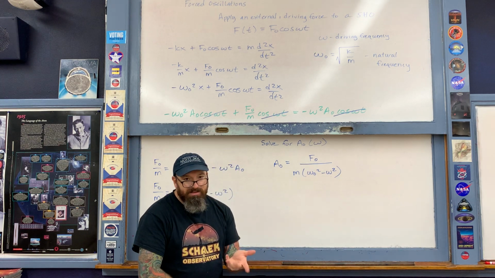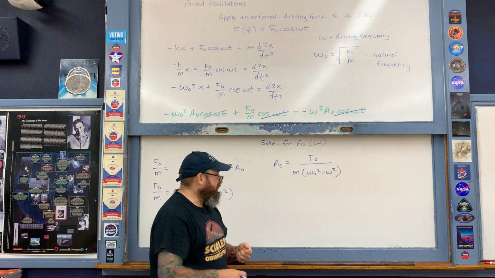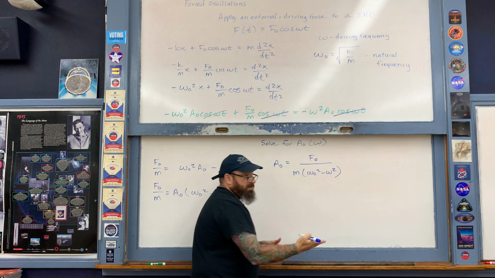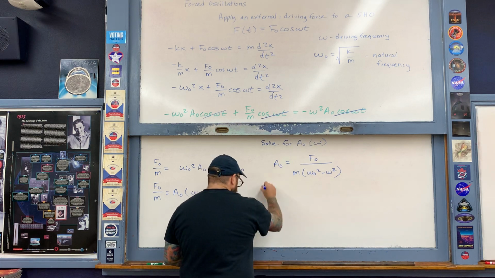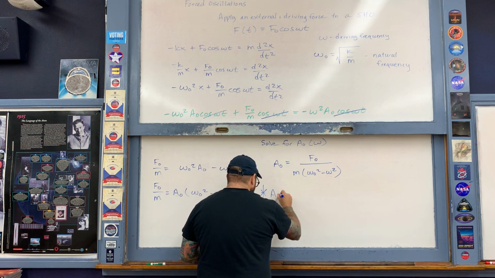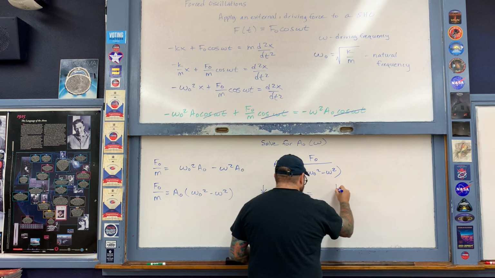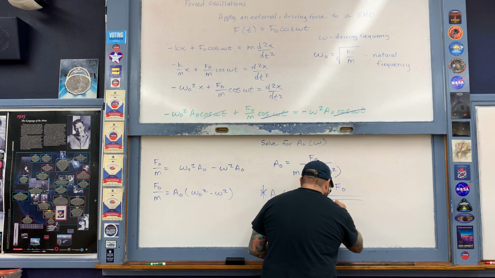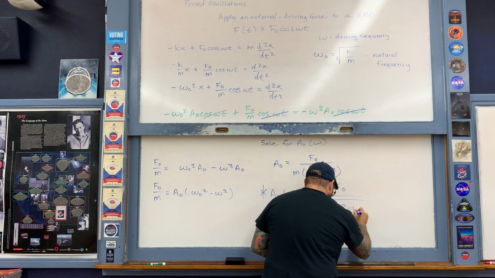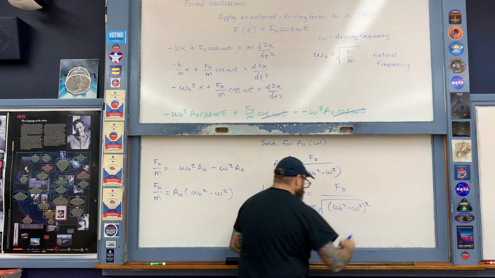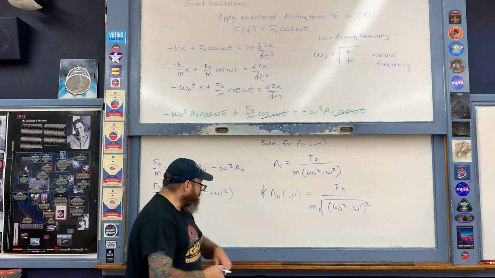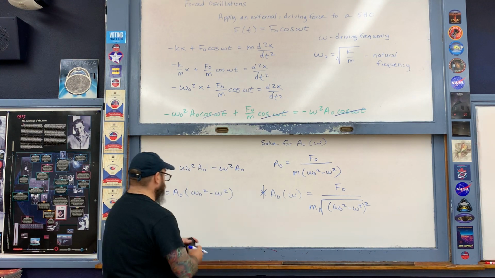We'll typically see this in textbooks that describe this particular topic. What we're gonna do is take the denominator and square it and then take the square root of it. When we do, we end up with this. So that's typically how you'll see this expression written, describing the amplitude as a function of the driving frequency omega.